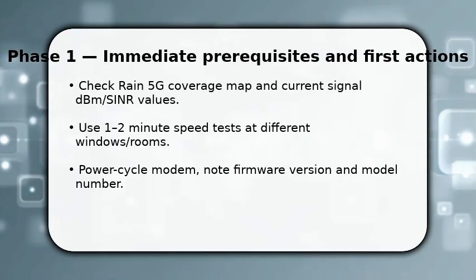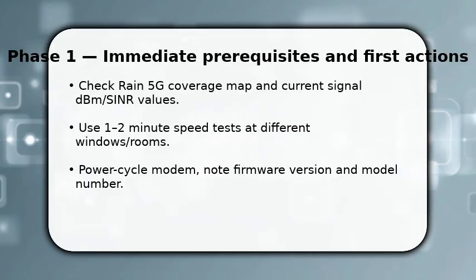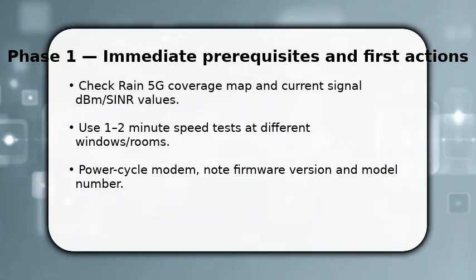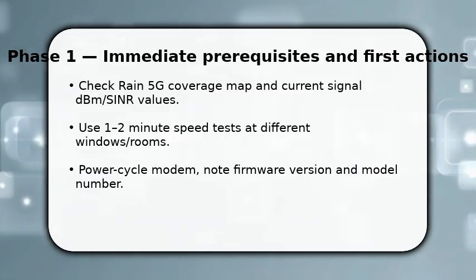You start by confirming the basics. Check Rain 5G coverage and read the signal dBm and SINR numbers so you know your baseline. Run 1 2-minute speed tests in the places you use most. This tells you where to focus.